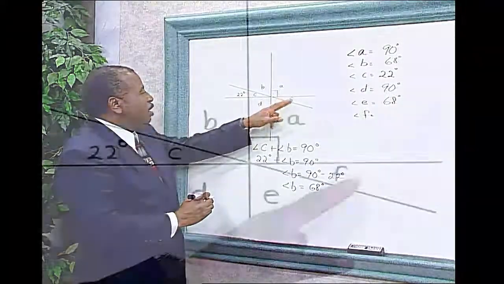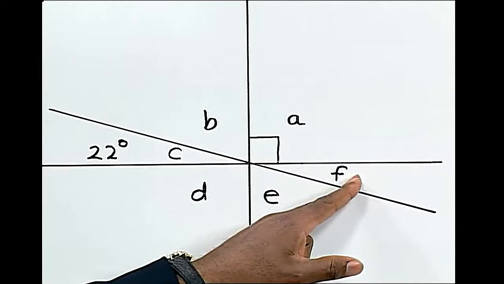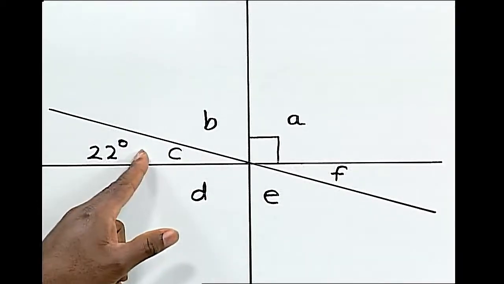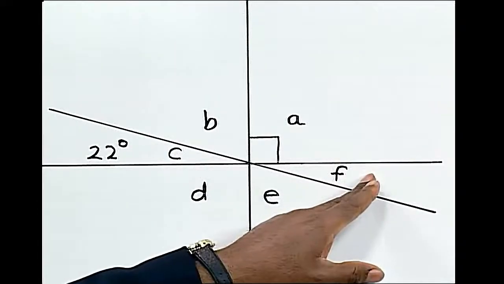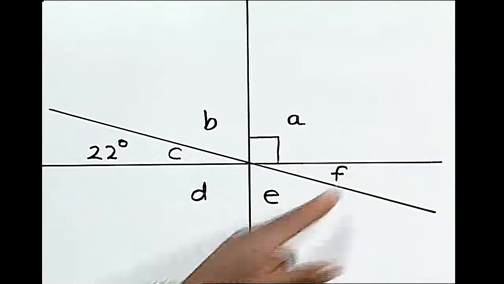Angle C and angle F are opposite angles. If angle C is 22 degrees, then angle F is also 22 degrees.